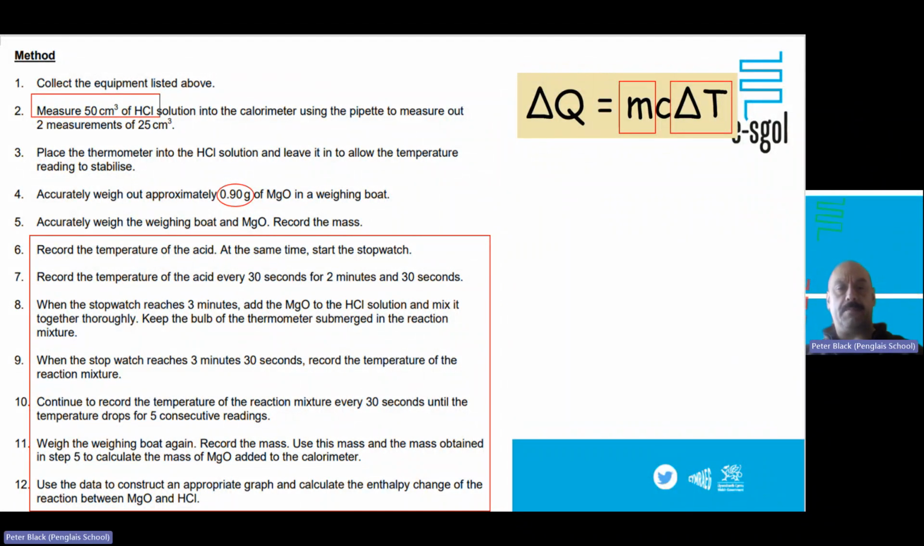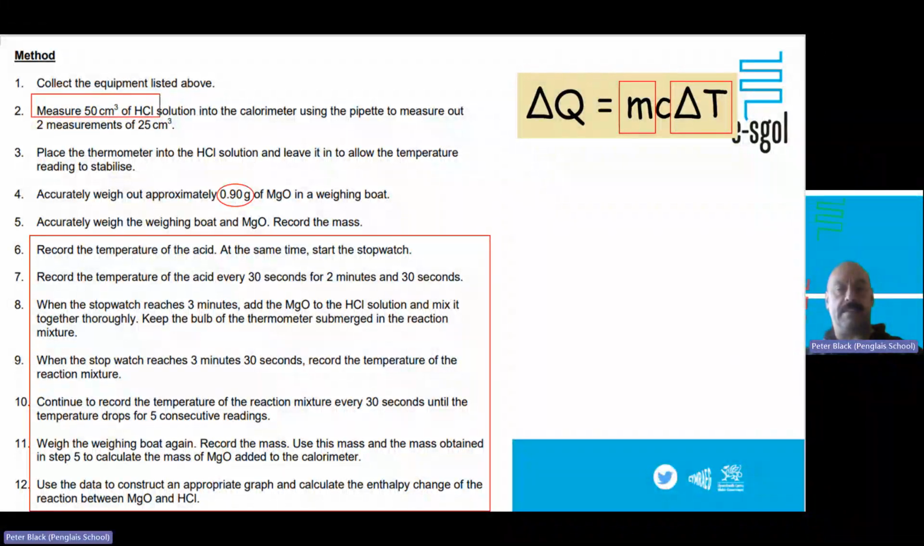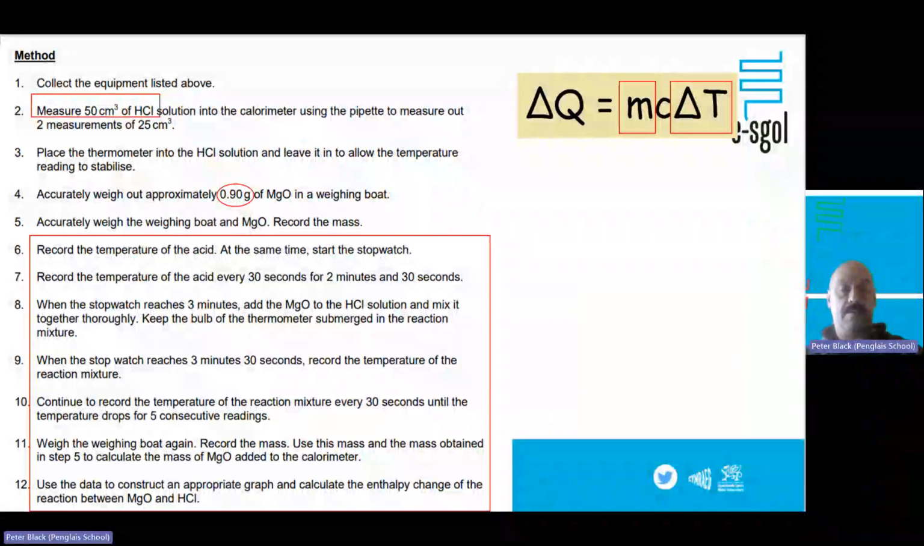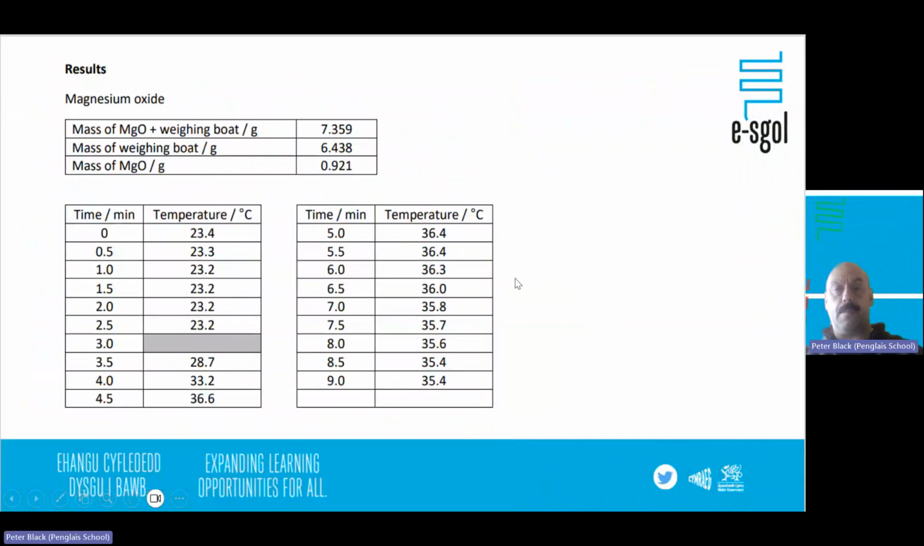And then you start recording your temperature again at 3 minutes and 30 seconds. So you've had a little pause where you haven't taken any temperatures. You start recording temperatures again, and you do that for about another, well, I think it goes up to about 10 minutes. It's up to you. What they said: continue to record the temperature every 30 seconds until the temperature drops for 5 consecutive readings. Right, there you go. Okay, so once we've done that, we've got some data here.